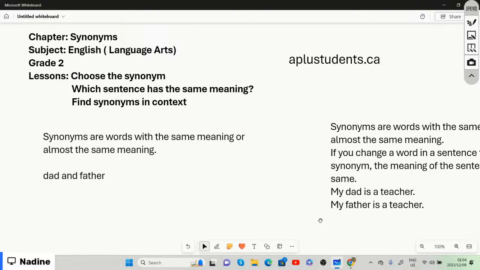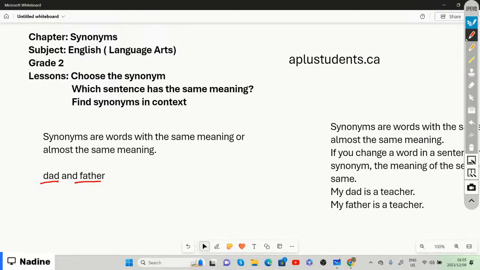An example of synonyms is dad and father. Dad and father. Some people call their dad dad, daddy, and you may just say father. Some people would say he's my dad instead of saying he's my father, or vice versa.